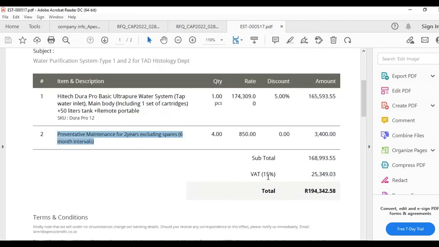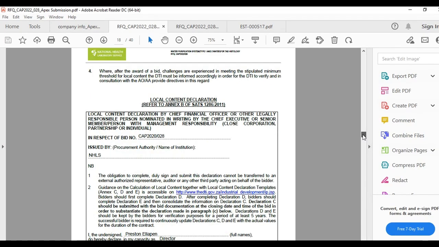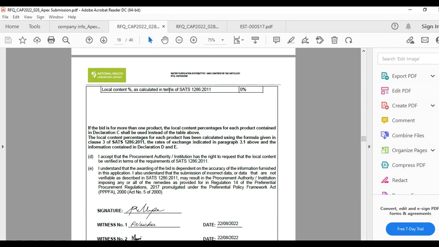And if you look at the estimate, it's this 168,993. Imported content, because this is 100% imported, the goods are coming in from China, nothing is being produced locally in South Africa, you'll put the full price here. Let's say, for example, we have a water system and we have some sort of tubing or some other part that we are manufacturing in South Africa, then you would split the price depending on that. And as you can see, it's stated here it's 100%. The stipulated local content is 100%, but we are not 100%. And then as calculated is 0% that we've put.